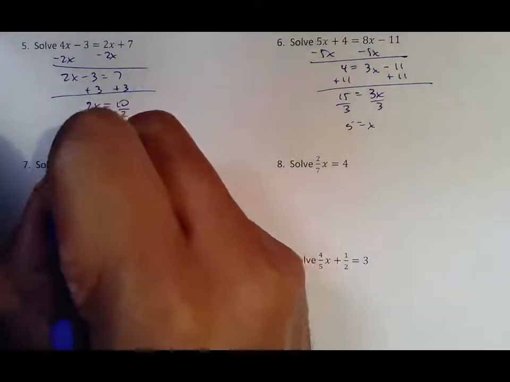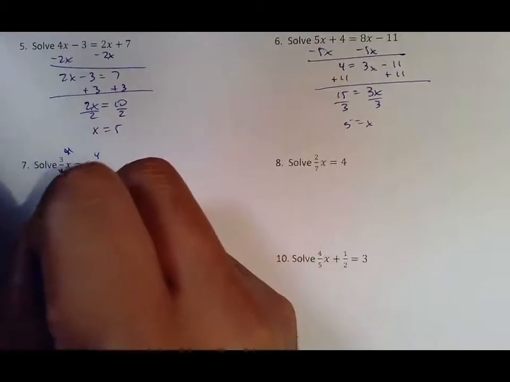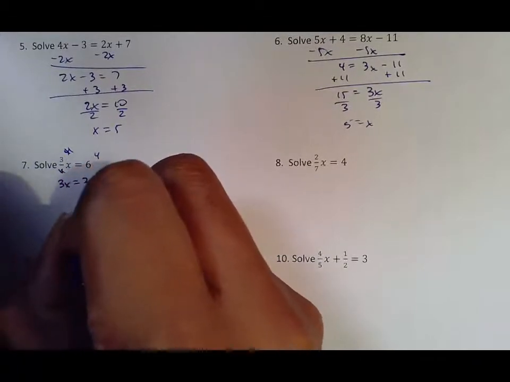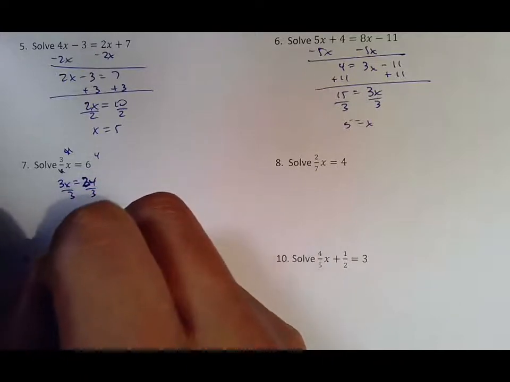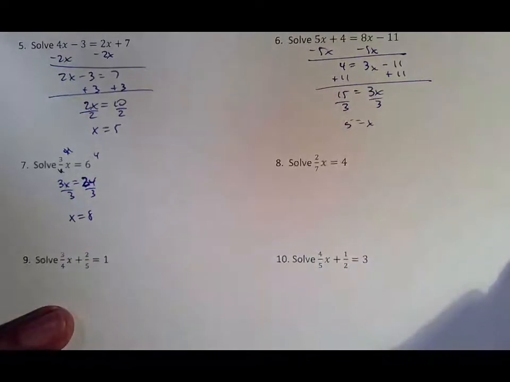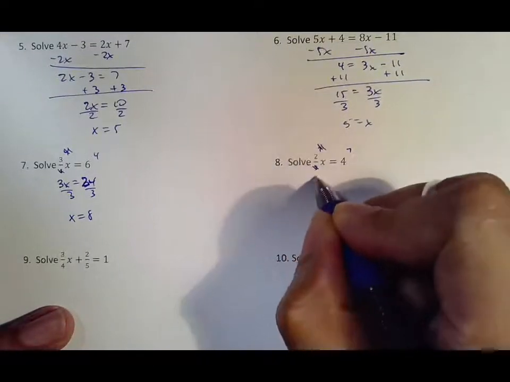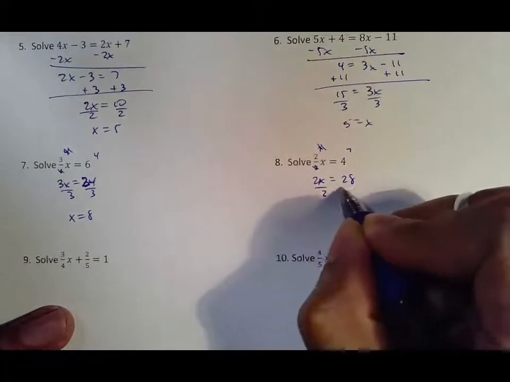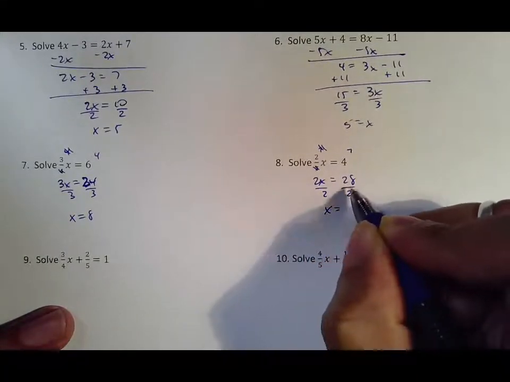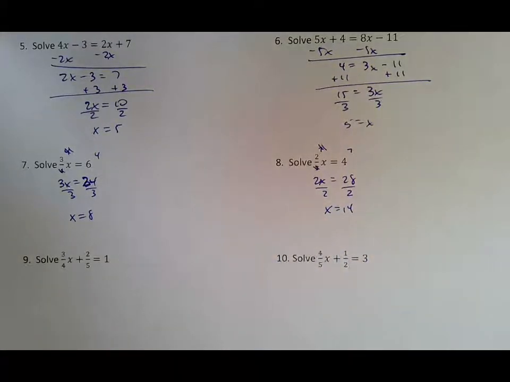Don't forget, on number 7, we multiply by 4, but both of these 4s cancel, bringing down 3x and 24, and then you divide by 3, getting x is equal to 8. Don't forget with this that you multiply by 7, meaning both of these 7s go away, giving us 2x equals 28. You then divide both sides by 2, getting 2 goes into 2 once, 2 goes into 8 4 times. There you go, 14.